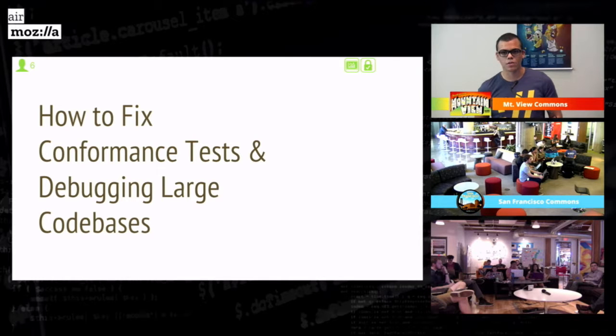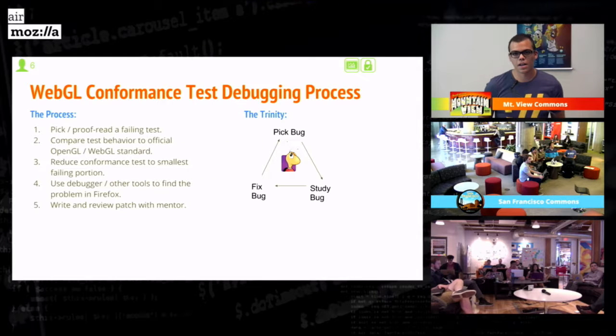I didn't know anything about conformance tests when I started here, or about dealing with large code bases. I'd only worked on personal projects and stuff for school. So it was definitely a shock, but I feel like I learned a lot. Ultimately, what it boiled down to was I would pick a failing test from the conformance test suite and check it against the official WebGL standard. This part was really important because there are multiple times where we would find a test.